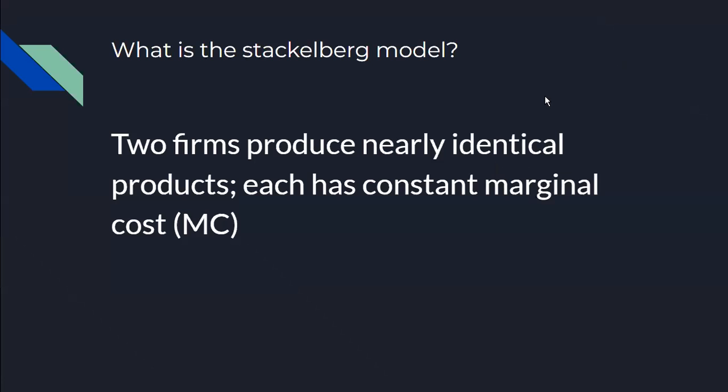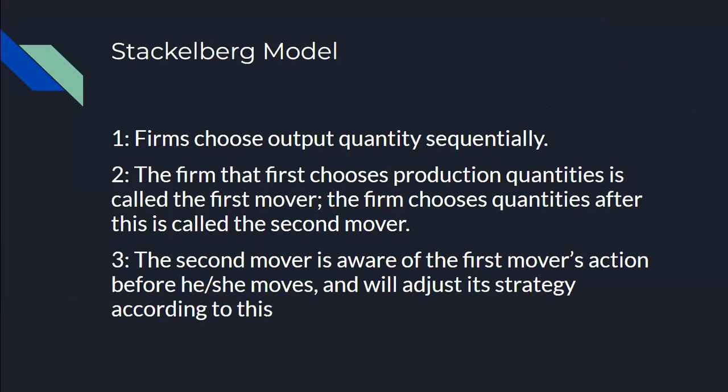What is a Stackelberg model? Well, there are two firms, and those firms will produce nearly identical products. Each firm has a constant marginal cost. In the Stackelberg model, there are four characteristics of those models.